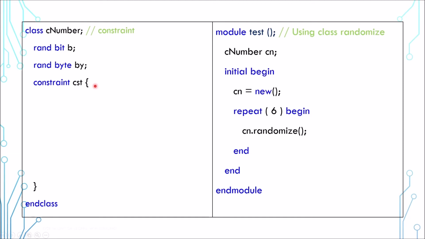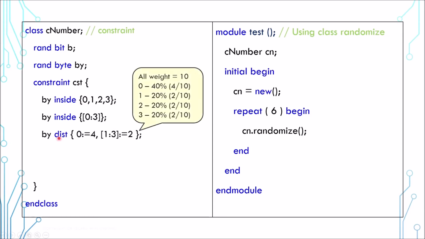Here are some other ways to specify constraint. This is a list of discrete values to choose from. This is a range of values. For these two constraints, every value has equal chance. To control the probability of the values, you can use the dist constraint like this.